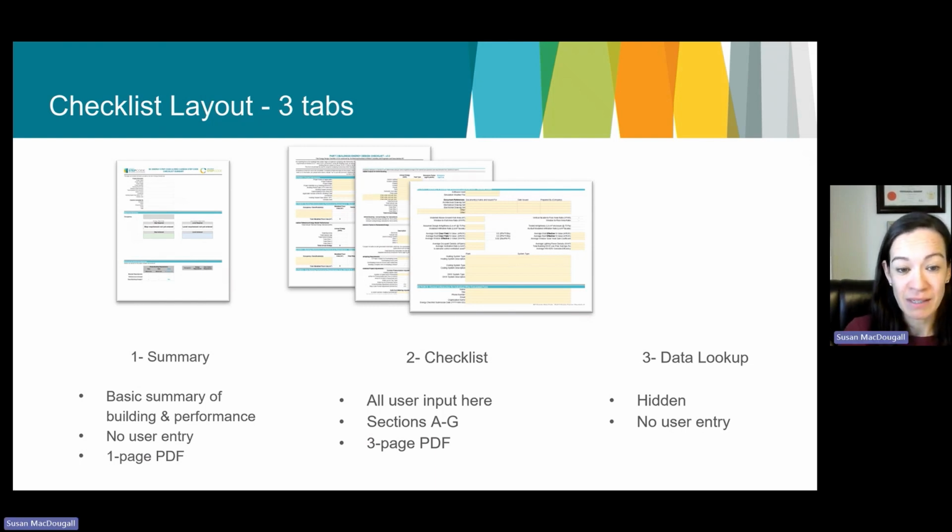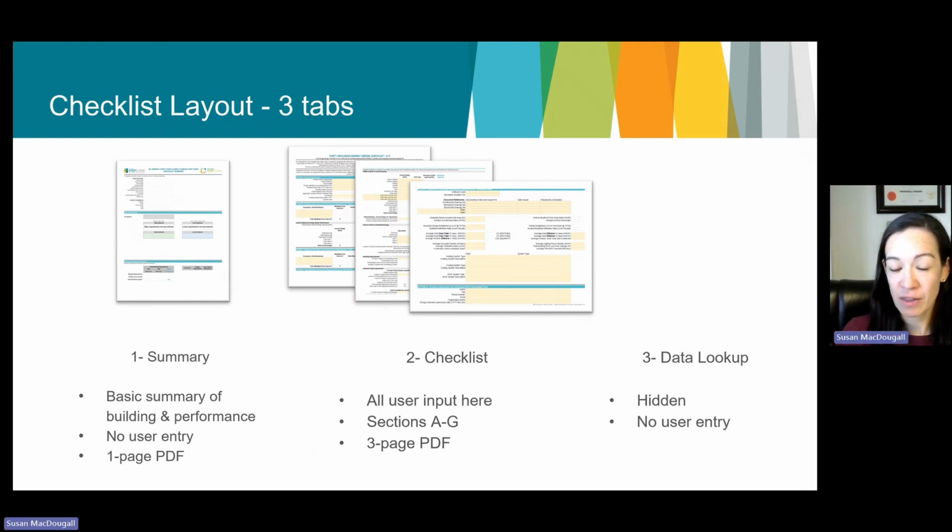The second tab is the checklist itself, and that's where all of the user information, or where the user will need to enter information. So it contains section A to G, which we'll go through in more detail on a next recording. And if you were to print it, it's a 3-page PDF. This is just a quick screenshot of the 3 pages. The yellow cells are user entry ones, so you can see there's not too much information that's being requested.